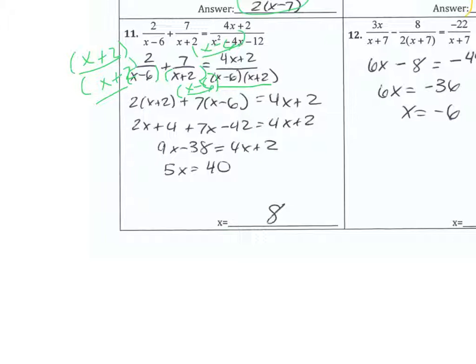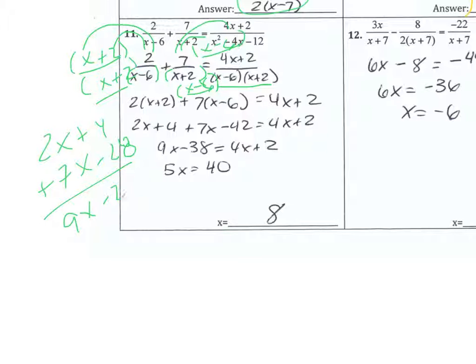On top, we distribute and combine like terms. So when we distribute, on the left we get 2x plus 4. And when we distribute on the right, we get 7x minus 28. So when we combine like terms, 7x and 2x, we get 9x minus 24. Actually, sorry, when we distribute on the right, we get 7x minus 42.